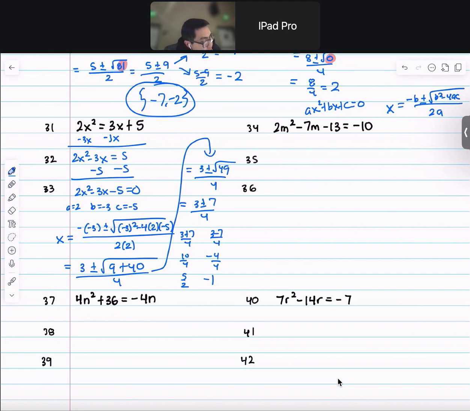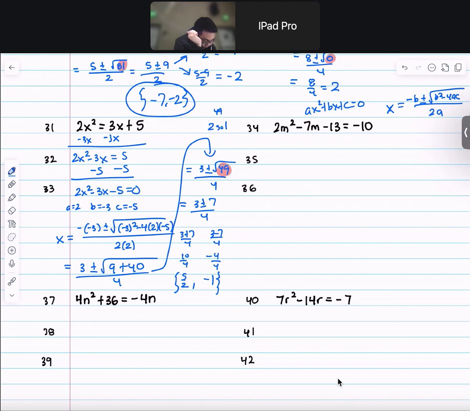So just remember, the discriminant, which is the number inside the square root, is 49. Since 49 is positive, you will have 2 solutions, and the 2 solutions we found were the 5 halves and the negative 1.